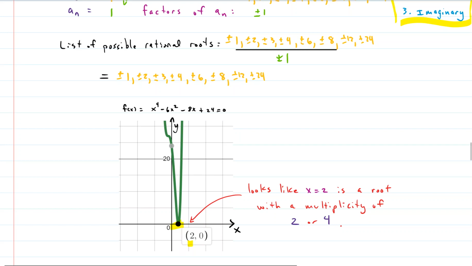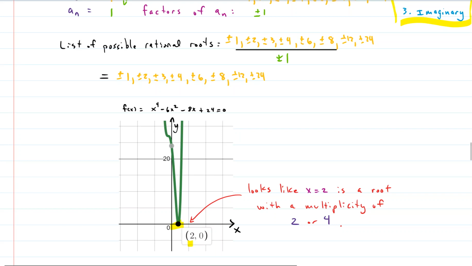So this tells us that 2 either repeats twice, and the other 2 are imaginary, or it repeats 4 times, and we don't have any imaginary. So how do we know? It's a really good question. How do you know how many times it repeats? Because you can't just stare at it and tell.